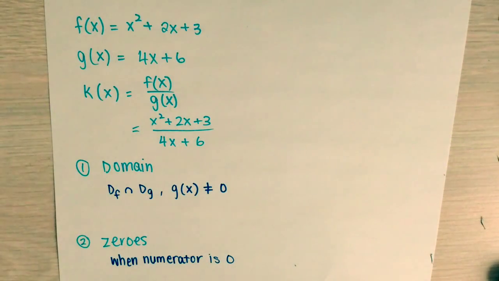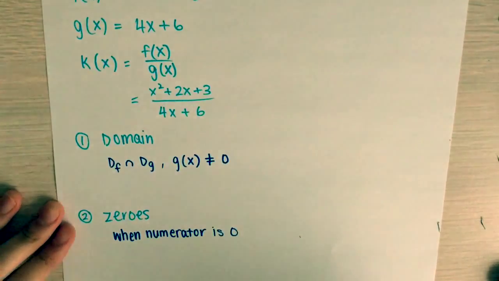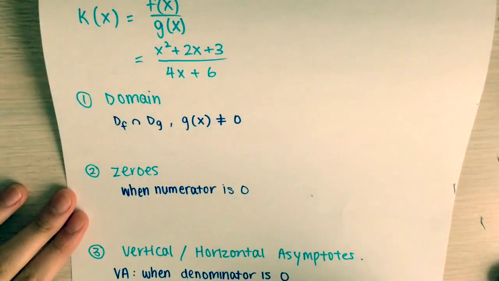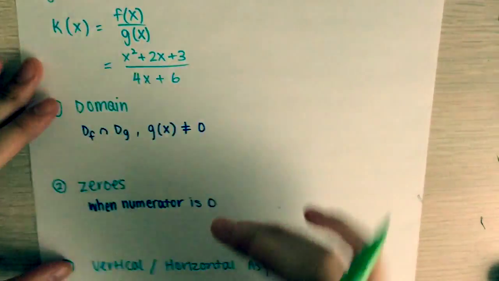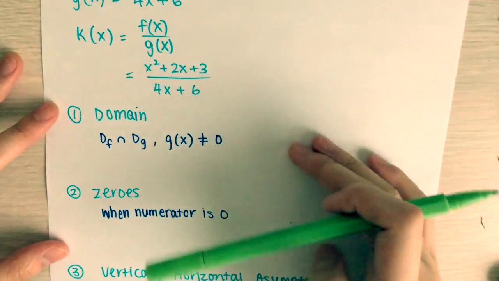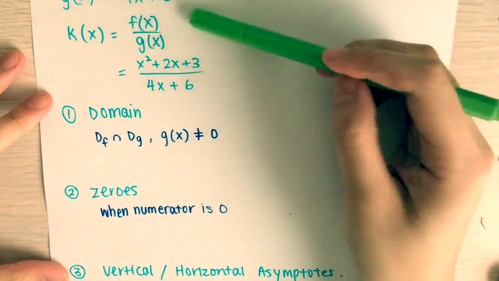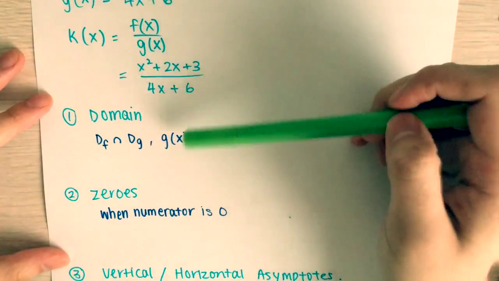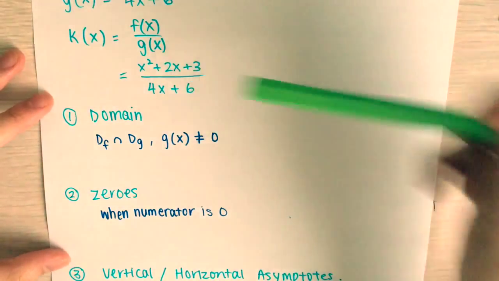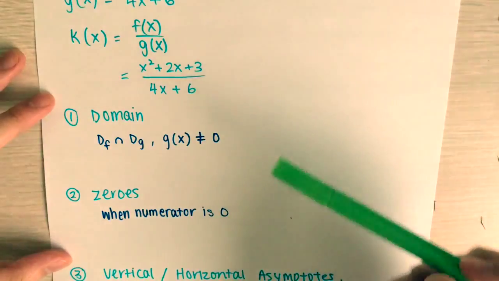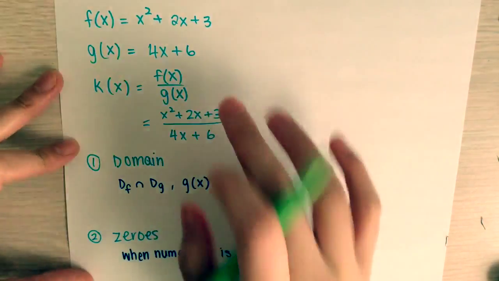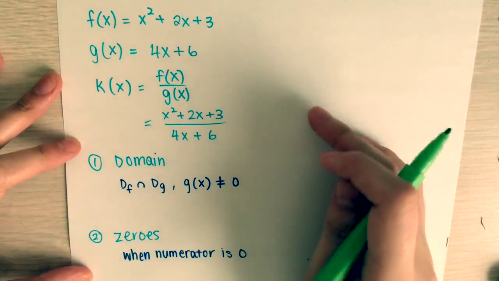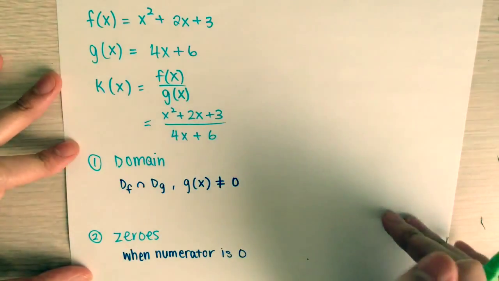So I'm just going to talk about a couple things to keep in mind when you're combining functions. So it's the domain, the zeros, vertical and horizontal asymptotes, and holes. For domain, you're trying to find the domain of the new function. And it would be the domain of the two functions and where the domains intersect. However, if you get a rational function, because here in this equation, we're dividing, you also have to make sure you know any restrictions.